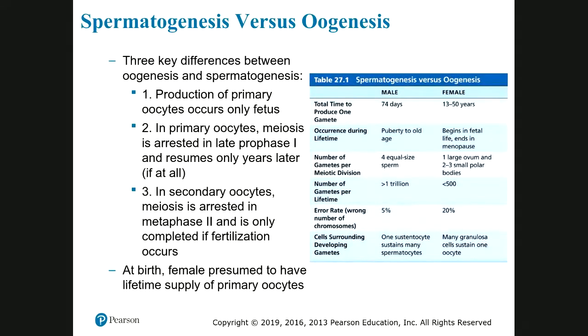The production of the primary oocytes happens only in the fetal stage for the females. The primary oocyte meiosis I is arrested at prophase I and resumes only years later, at puberty. The secondary oocyte meiosis is stopped at metaphase II and resumes only if there is complete fertilization.